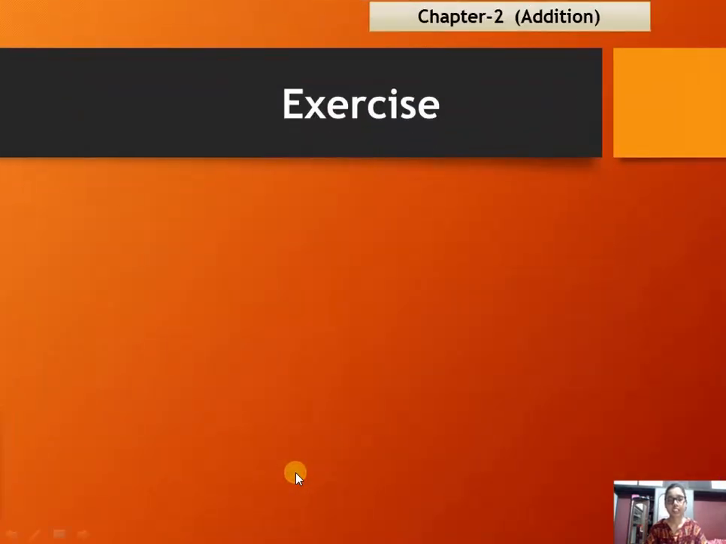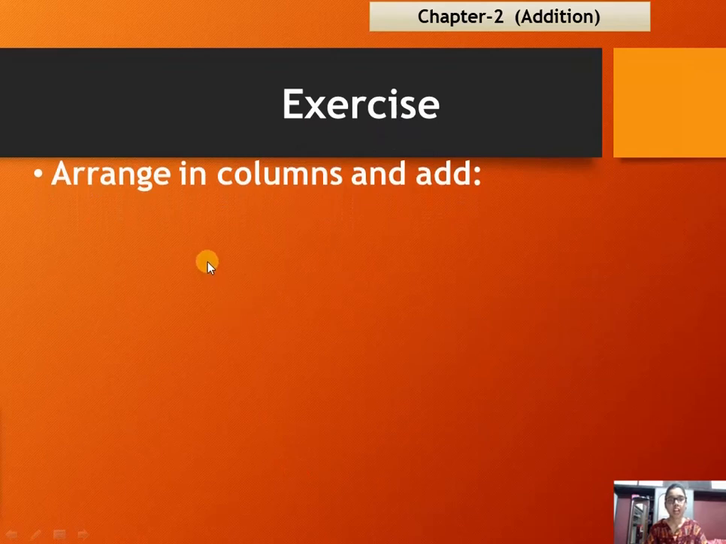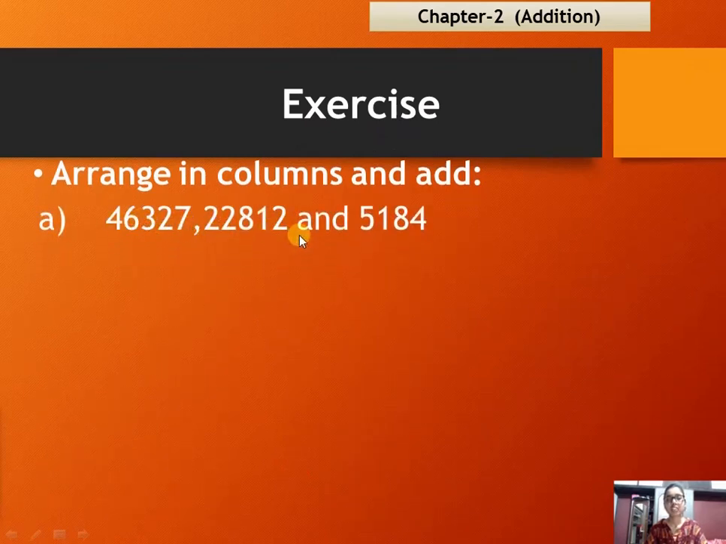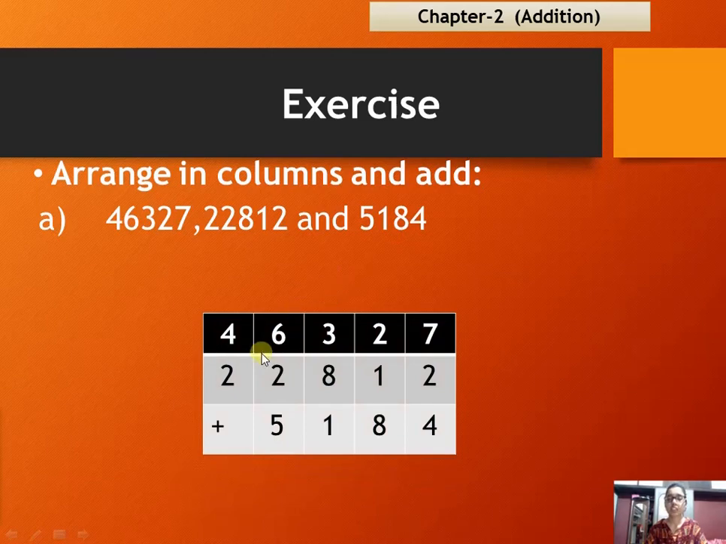Now let's do exercise. Arrange in columns and add. Now here we have given three numbers: 46,327, 22,812 and 5,184. Now we have to add these three numbers. What we will do? First we will arrange these numbers in columns in this way. Okay.